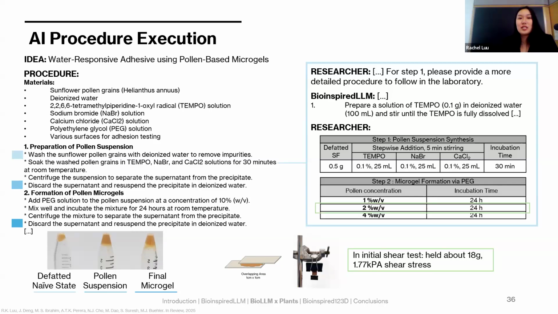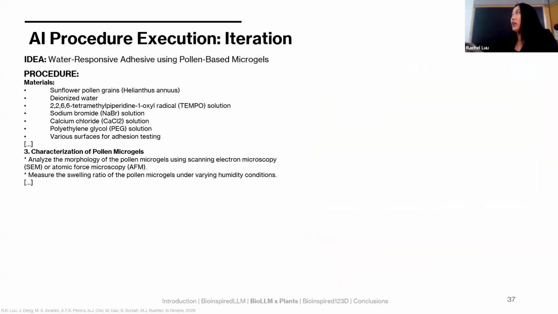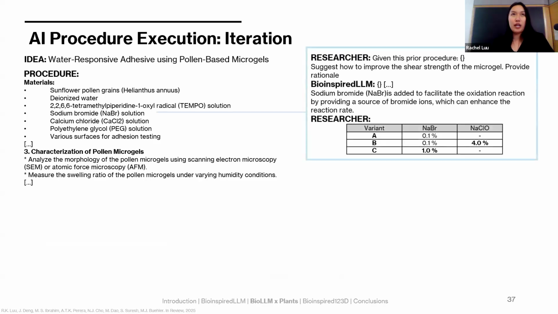And kind of because it was an adhesive, they did this lap joint shear test where they just quickly checked how much it could hold, and it held about 18 grams, which correlates to about 1.77 kilopascals of shear stress. And so, that's cool. But what happens if you take all that data that we just got and you feed it back into the system?